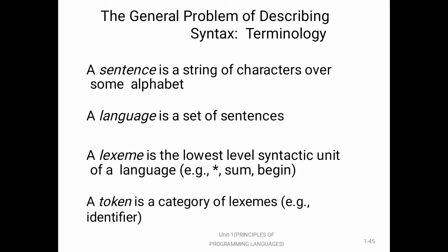See, a sentence is a string of characters over some alphabet. A language is a set of sentences. A lexeme is the lowest level syntactic unit of a language. A token is a category of lexemes.